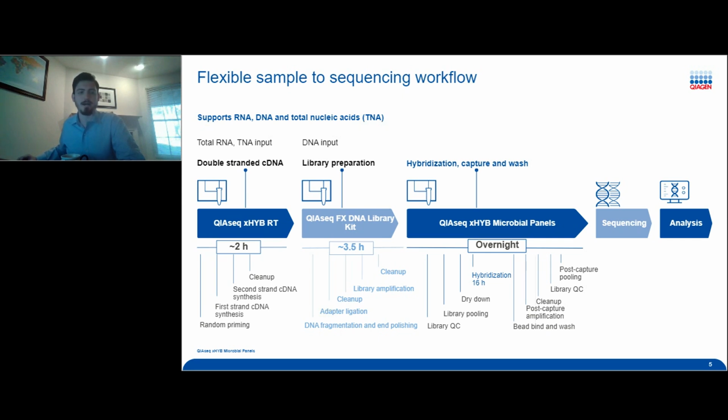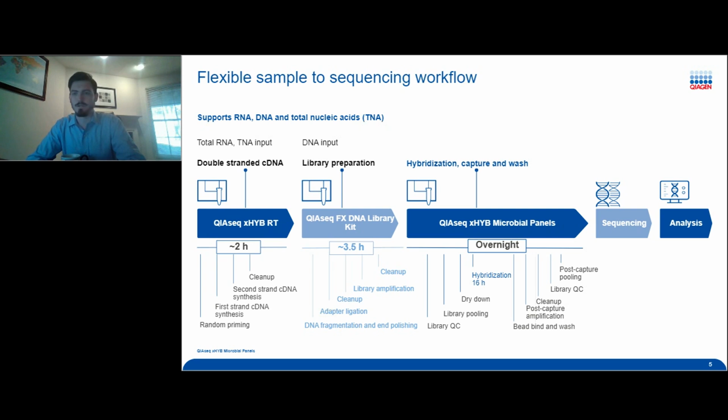Something that is worth highlighting within this workflow is that in this RT step, we have built into the chemistry the QIAseq Fast Select ribosomal RNA depletion technology, which I'll highlight over the next few slides, of what that actually means for product performance. Also, I want to highlight the hybridization time of 16 hours, which is an overnight hybridization step.